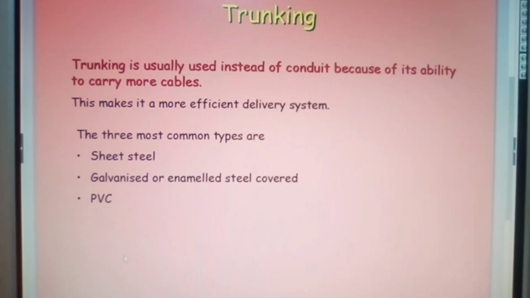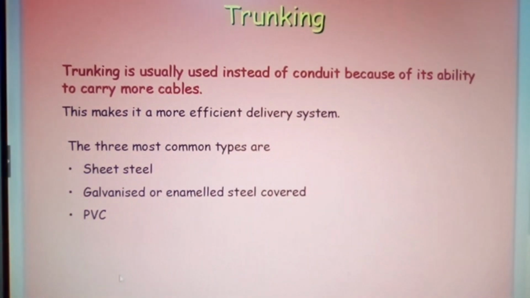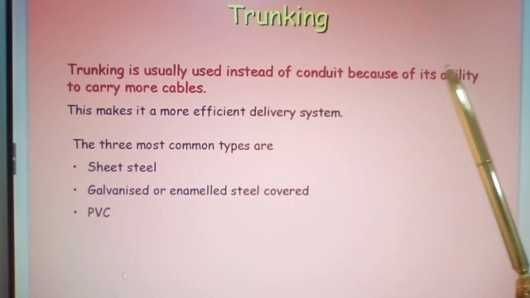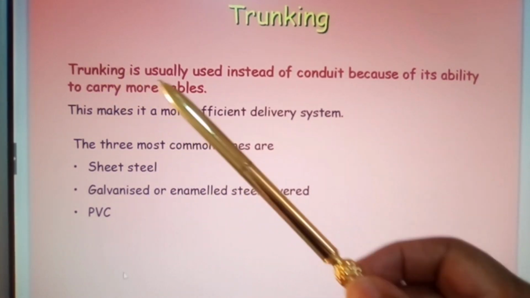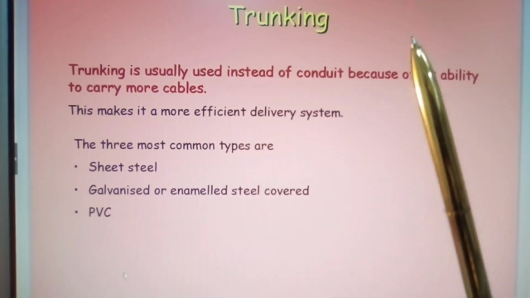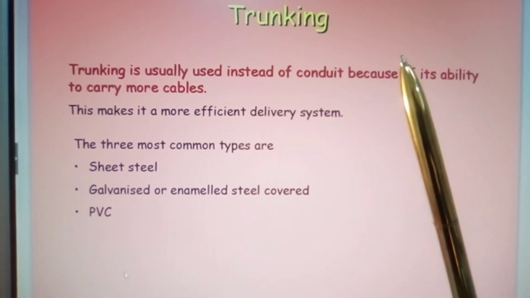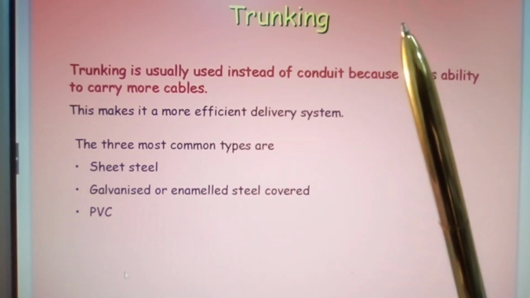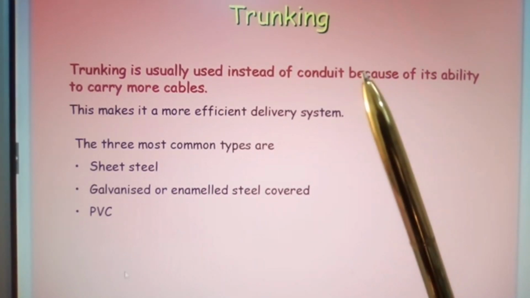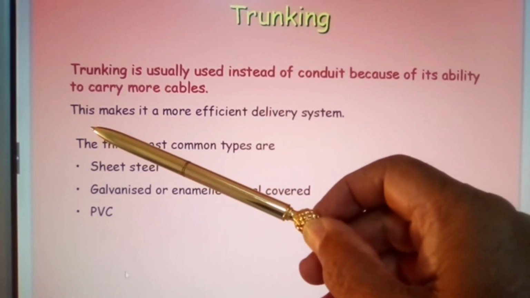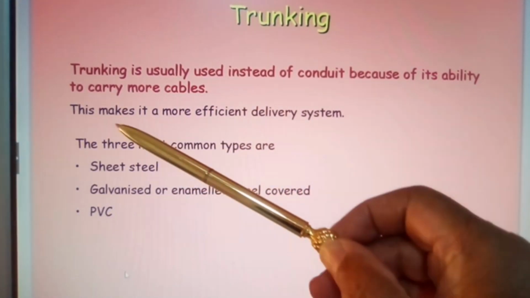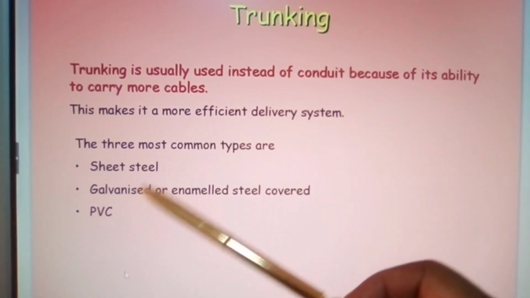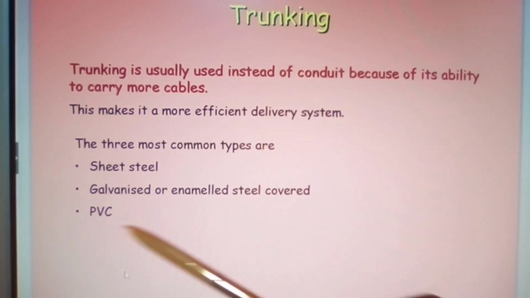Now here we have trunking. Usually instead of conduit because of its ability to carry more cables. But remember, even in trunking we still have what we call a space factor to allow heat to dissipate, and that is important that you understand that. Even in trunking you cannot overpack trunking, or else you will cause yourself a problem due to the heat buildup being generated by the cables. This makes it a more efficient delivery system. The three most common types are sheet steel, galvanized or enamel covered, and PVC.